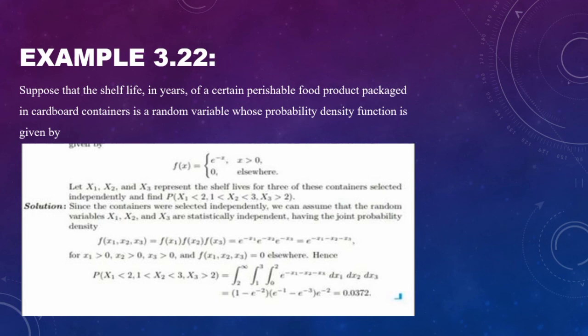So for this problem, we will use the triple integral, and the result will be 1 minus e to the power of negative 2, times e to the power of negative 1 minus e to the power of negative 3, times e to the power of negative 2. And the final answer will be 0.0372.